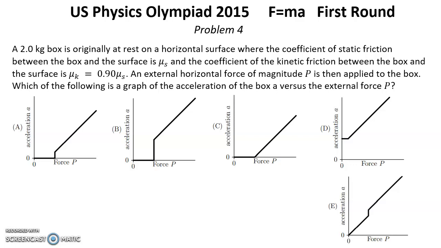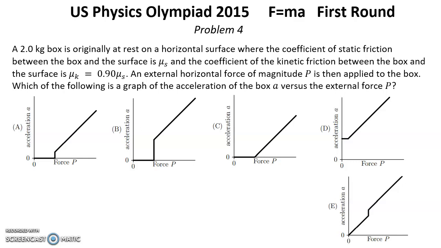Problem number 4. A 2 kg box is originally at rest on a horizontal surface where the coefficient of static friction between the box and the surface is μs, and the coefficient of kinetic friction between the box and the surface is μk, equal to 0.90 μs. An external horizontal force of magnitude P is then applied to the box. Which of the following is a graph of the acceleration of the box a versus the external force P?